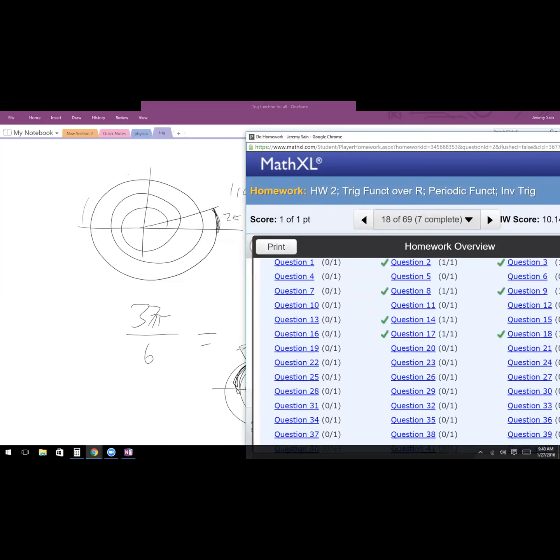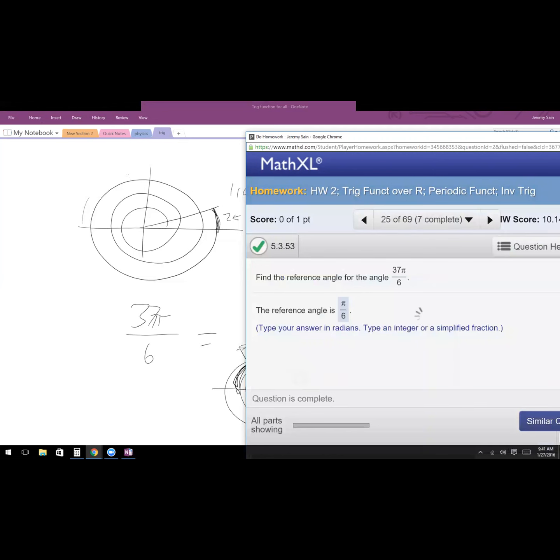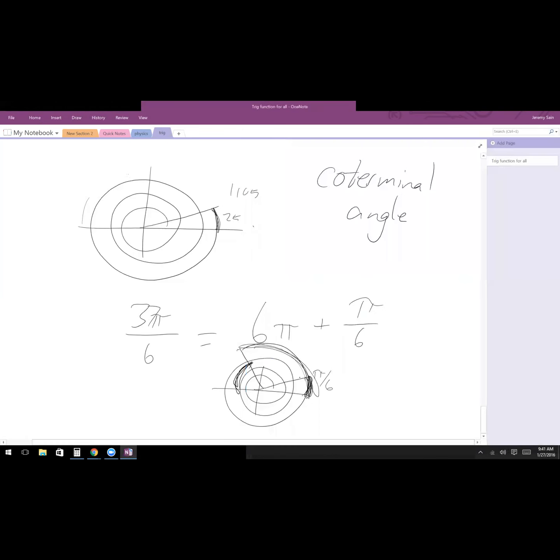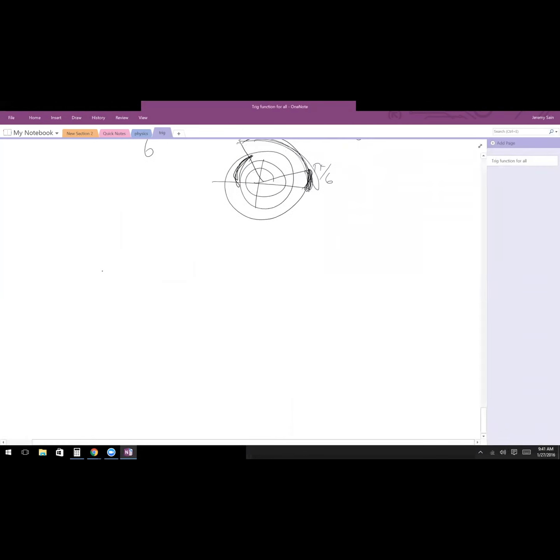Let's go down to about 25, sure. I was going to go 23, but I think you're right, Angel. We should go 25. Use reference angles to find the exact value of the expression. Do not use a calculator. I don't know if they can really stop you, but you should be able to do this without a calculator anyway. Cotangent 29 pi over 6.